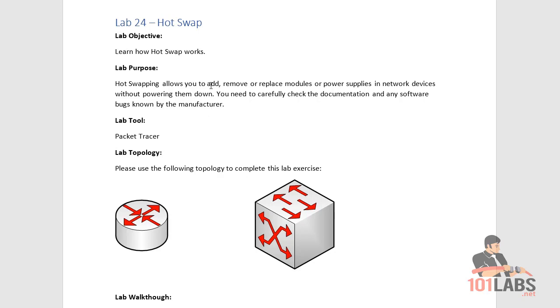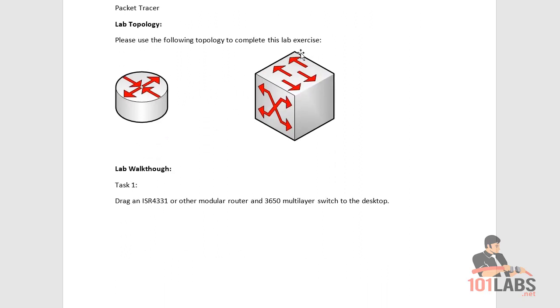So the idea of hot swapping is you can add, remove or replace modules or power supplies in network devices without powering them down. So if you've got an outage or some big issue and you've got two power supplies, hot swapping means you can take one out and replace it with a known good power supply without having to power down your device and potentially affect hundreds or thousands of customers, and obviously your own company if you're not supporting different customers.